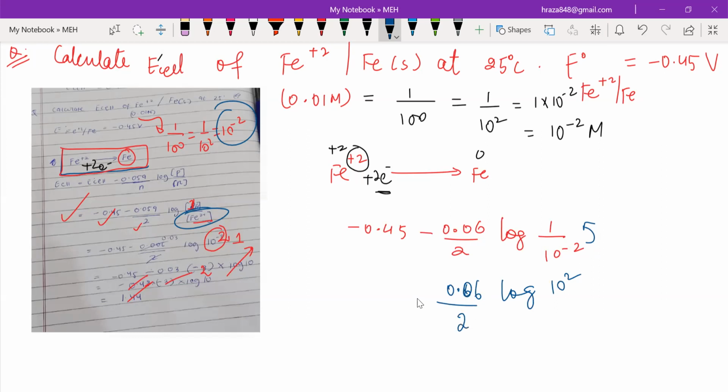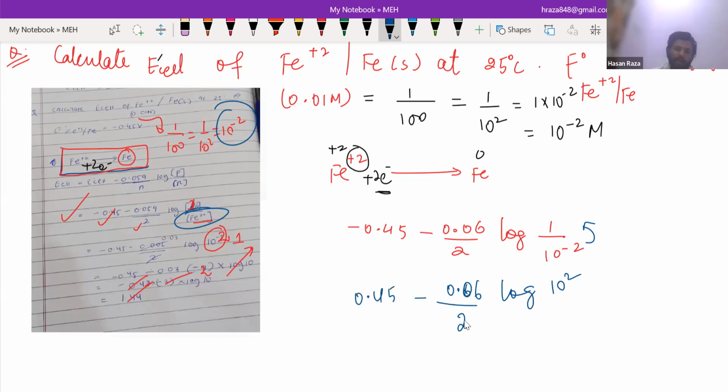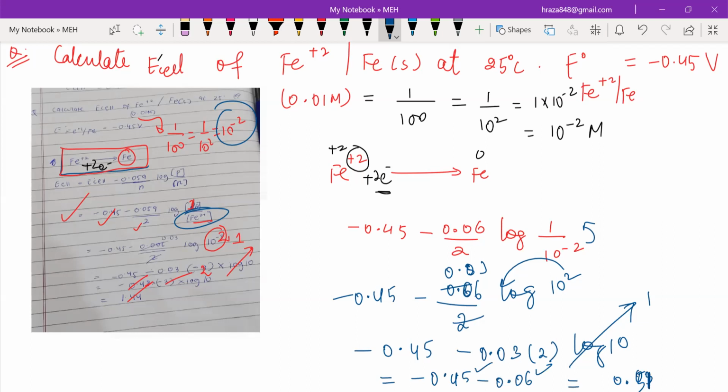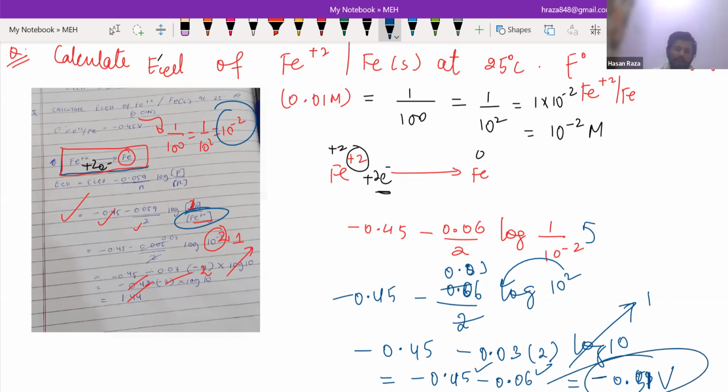So this is another mistake that you have made, and you are going to cancel it. It will be 0.03. Now 0.45 minus this will come here, and it will be 0.03 into 2 log 10, which has a value 1. So you can see minus 0.45 and minus 0.06 will be equal to 0.51 basically. 5 plus 6, 11, 4 and 8. So this will be your answer in negative. Are you getting my point?